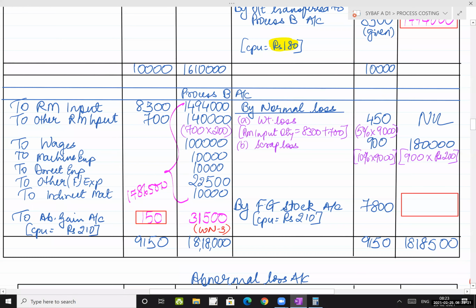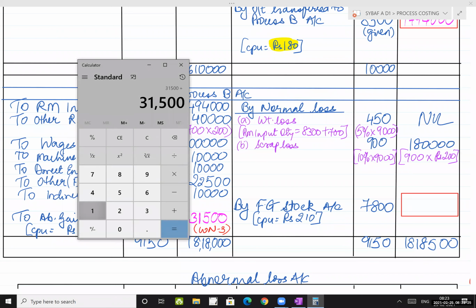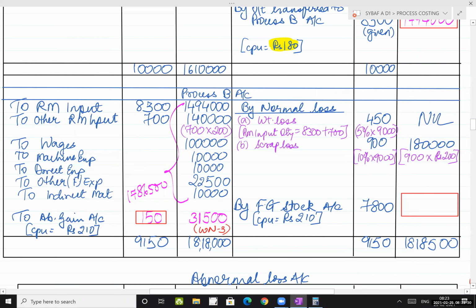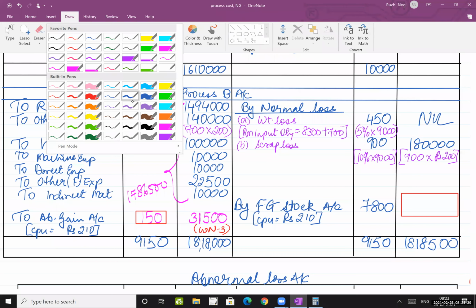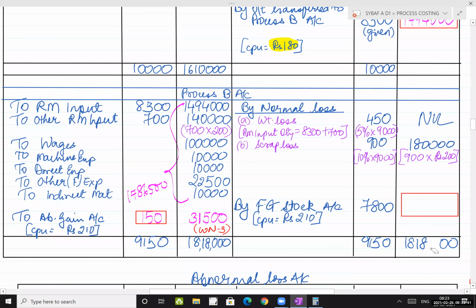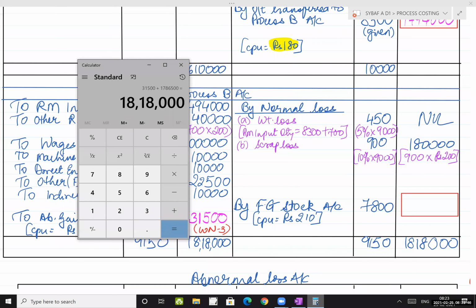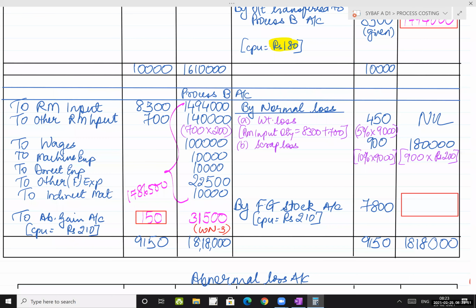17,86,500. We already have the total. To that just add this 31,500. So the answer is 18 lakh 18,000. Okay. 18 lakh 18,000 minus the credit side 1 lakh 80. So the answer is 16 lakh 38,000.